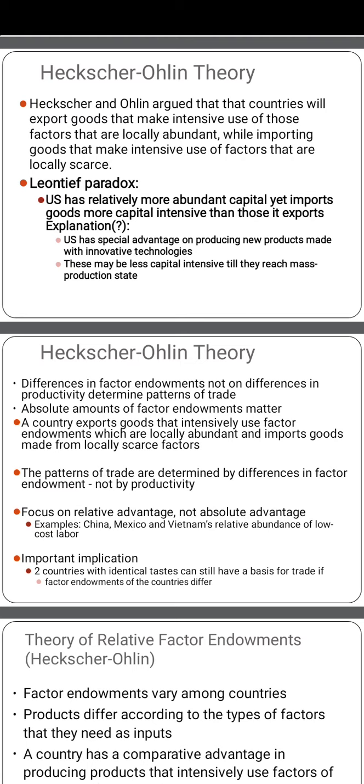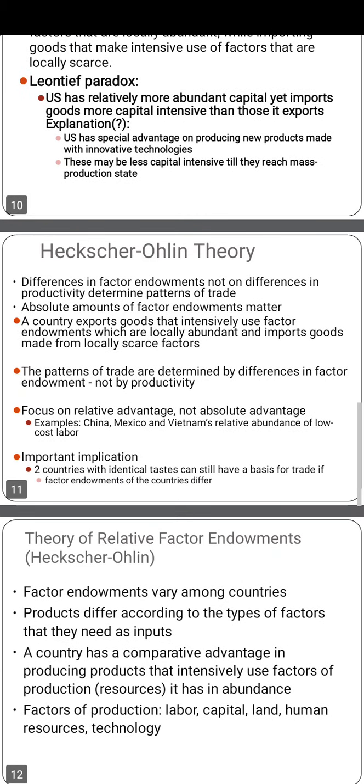The focus is on relative advantage, not absolute advantage. Examples: China, Mexico, and Vietnam, with their relative abundance of low cost labor. An important implication is that two countries with identical tastes can still have a basis for trade if the factor endowments of the countries differ.